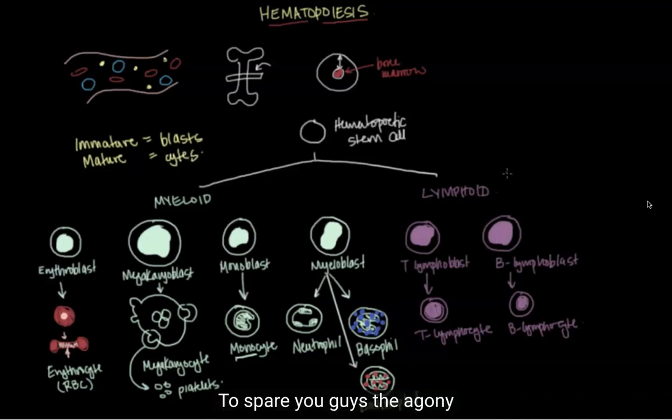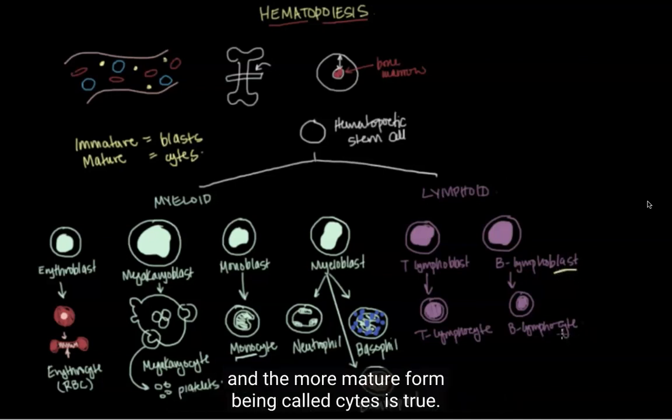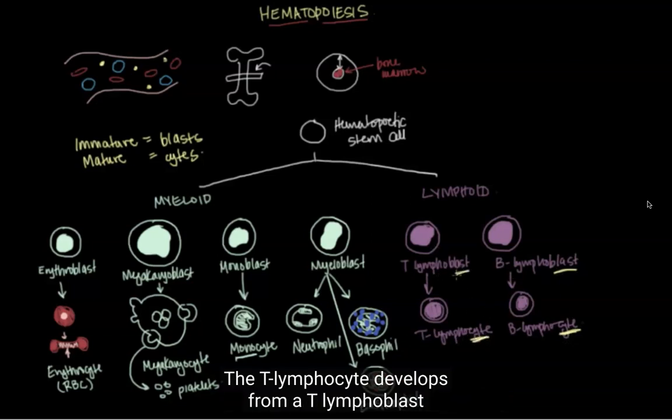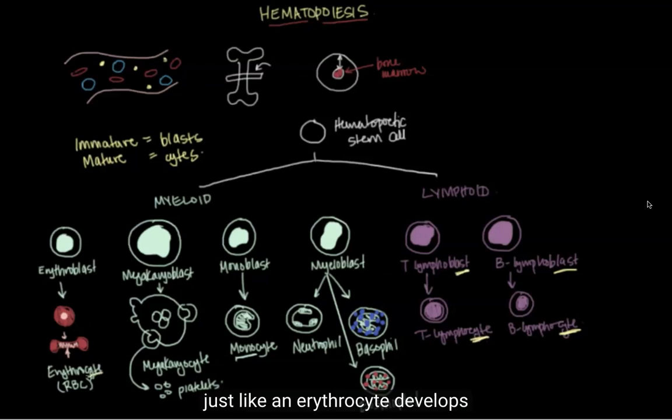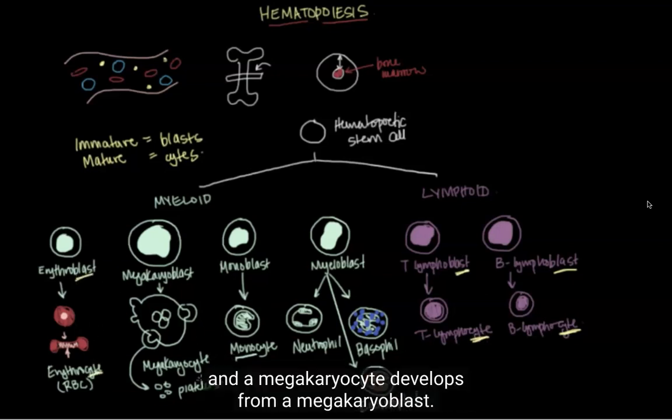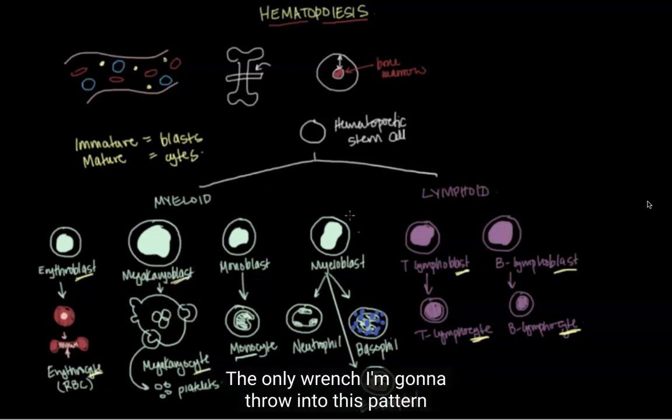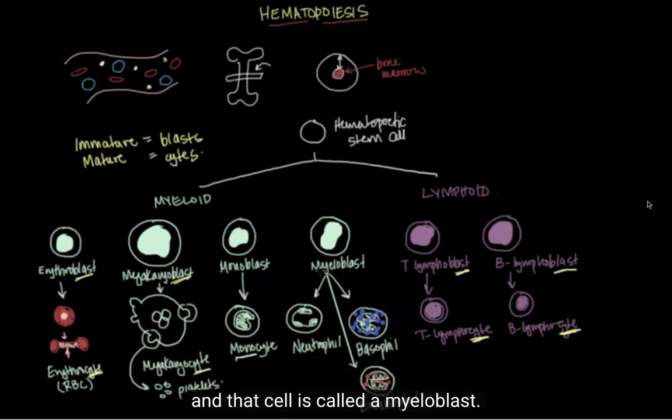So to spare you guys the agony of having to watch me draw out all of those different forms, I just pasted them in here. But we can see here that what we said about the immature forms being called blasts and the more mature forms being called cytes is true. So the T lymphocyte develops from a T lymphoblast, just like an erythrocyte develops from an erythroblast and a megakaryocyte develops from a megakaryoblast. So you guys get the pattern. The only wrench I'm going to throw into this pattern is with the neutrophil, basophil, and eosinophil, which all actually develop from the same cell, and that cell is called a myeloblast. So I think that that's a reasonable place to end our discussion on hematopoiesis.